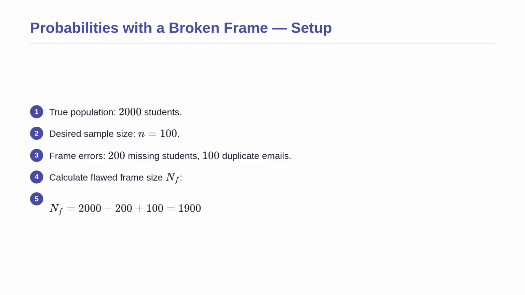A college wants to survey 100 students about cafeteria food out of a true population of 2,000 students. However, their email list is outdated. It is missing 200 newly admitted students and contains 100 duplicate emails. First, we must find the size of this broken list. We take the 2000 true students, subtract the 200 missing students, and add the 100 duplicate records. Our flawed frame size is exactly 1900 entries. This is the list the computer will actually use.